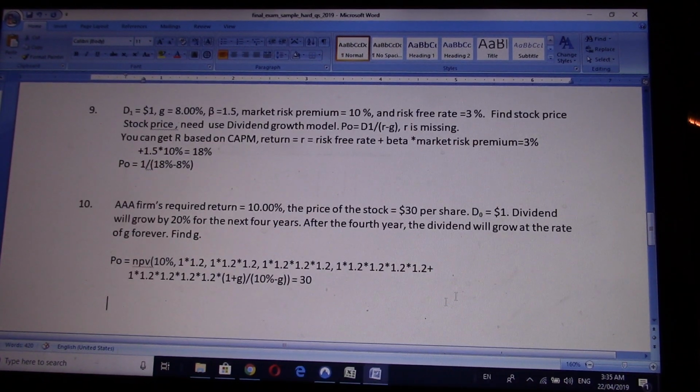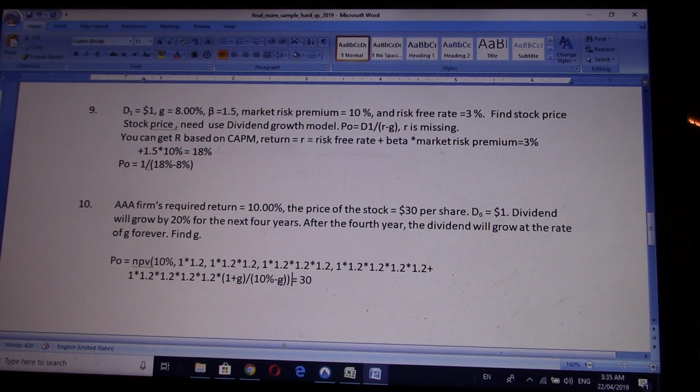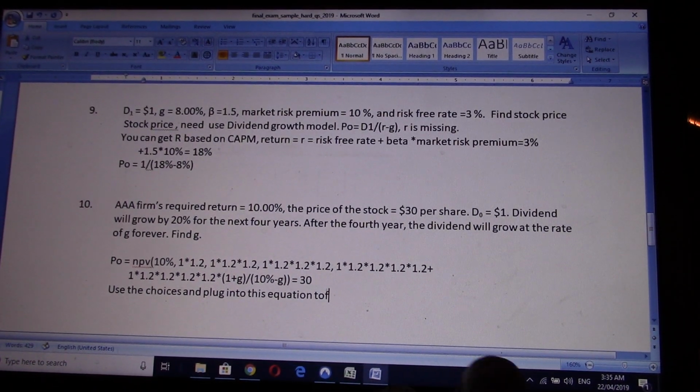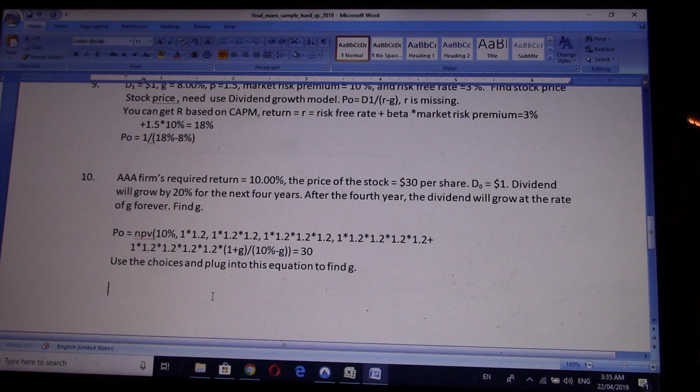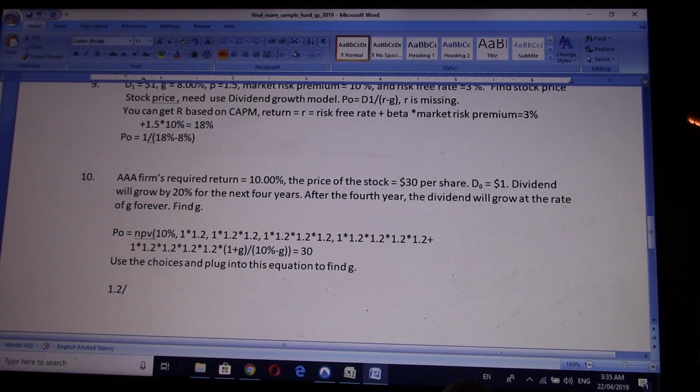So you see, you can set it up like this, and then you can try. You can use Solver to work it out. But anyhow, I'm not going to make the whole calculation so complicated. Use the choices and plug into this equation to find G. Or if I write down the math equation, because the required rate of return is 10%, this is known. So if I write it down, it will be something like this.